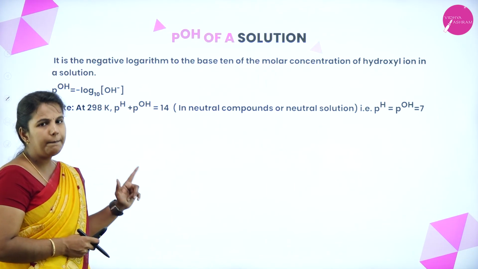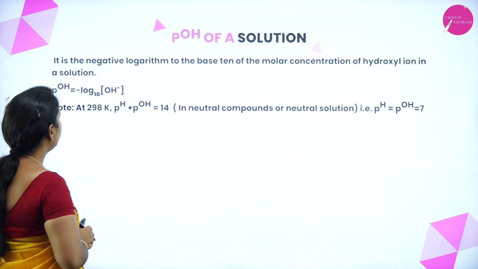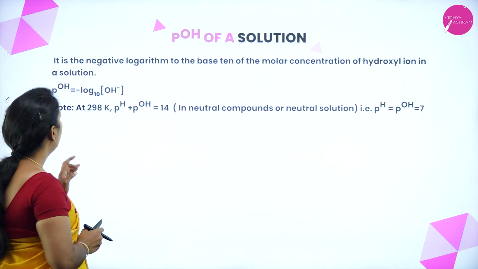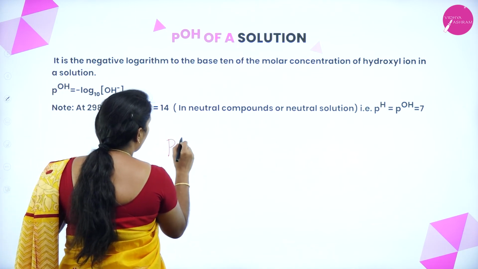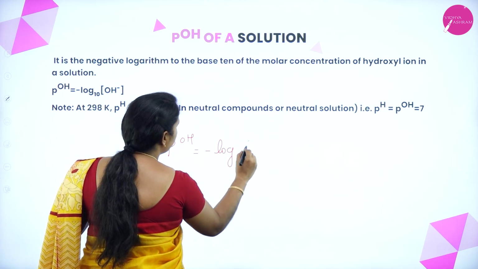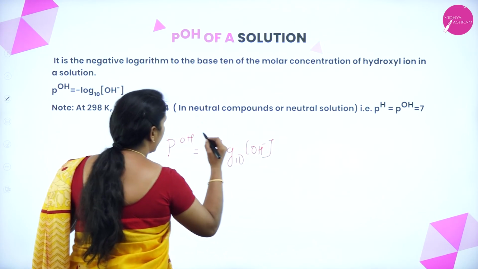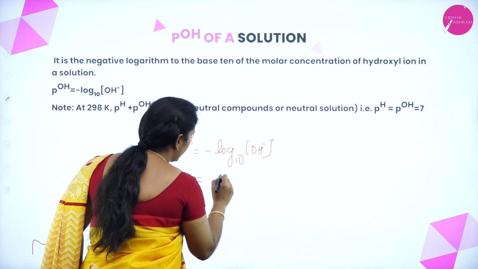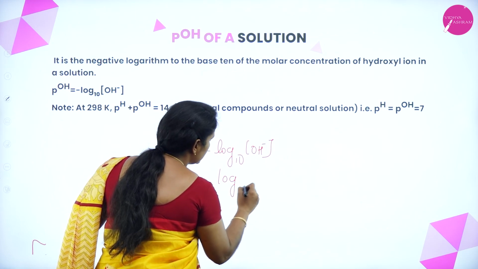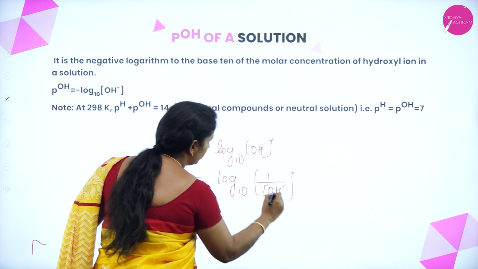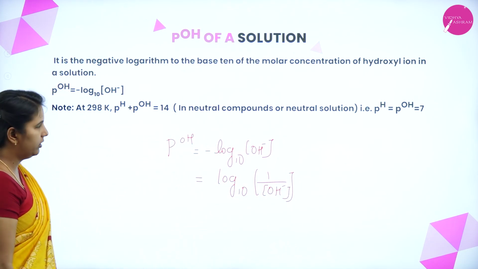Next, we have the pOH of the solution. It can be defined as the negative logarithm of base 10 of the molar concentration of the hydroxyl ion in a solution. So what is the pOH? pOH is nothing but the negative logarithm of base 10 of the molar concentration of the hydroxyl ion. Now if you remove the negative log, you can rewrite this equation as log base 10 of 1 divided by the molar concentration of the hydroxyl ion.